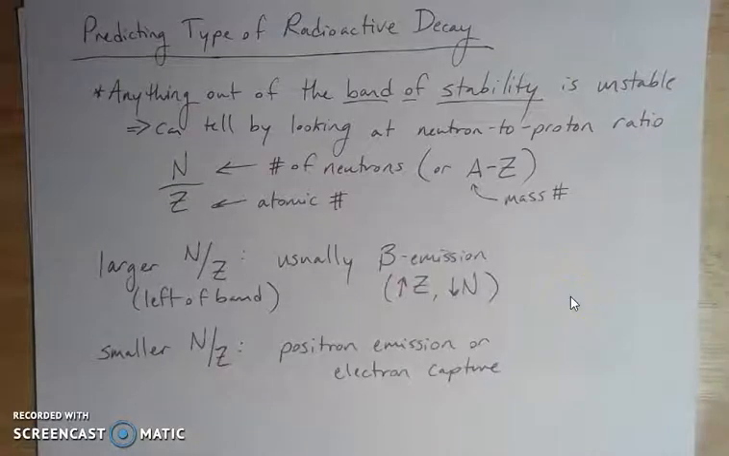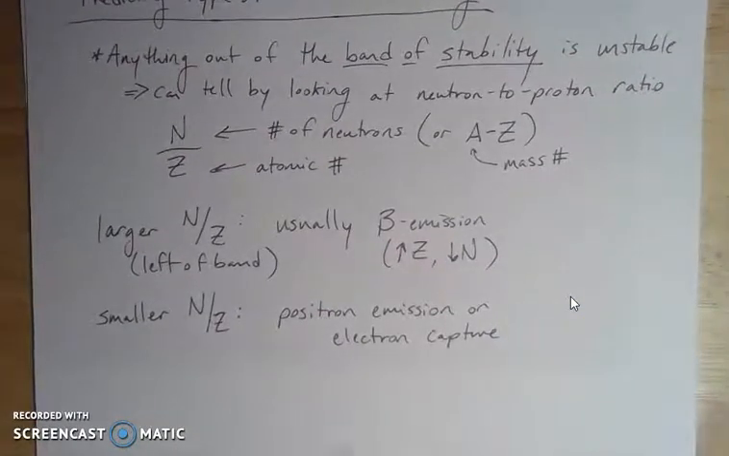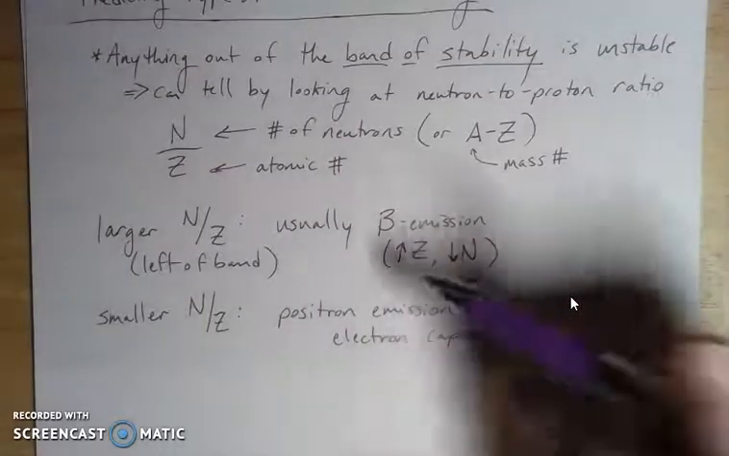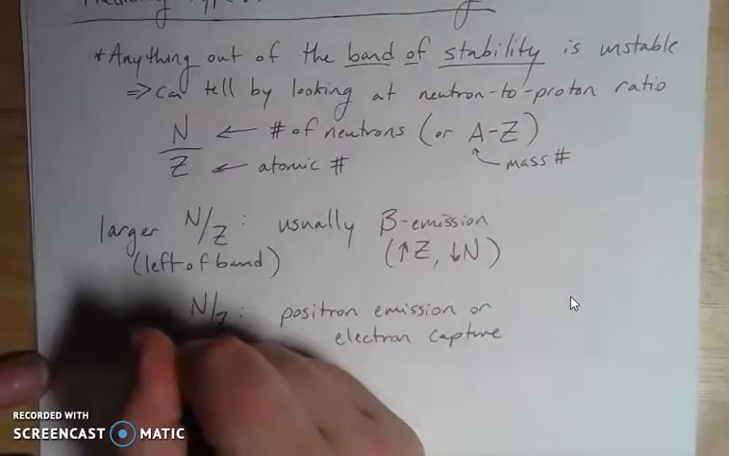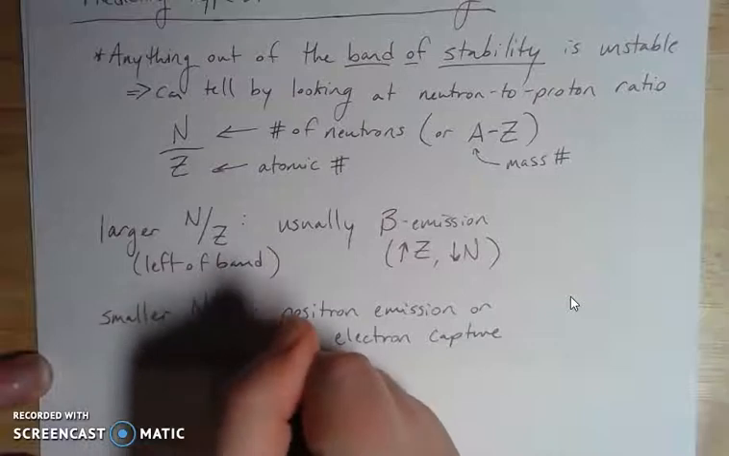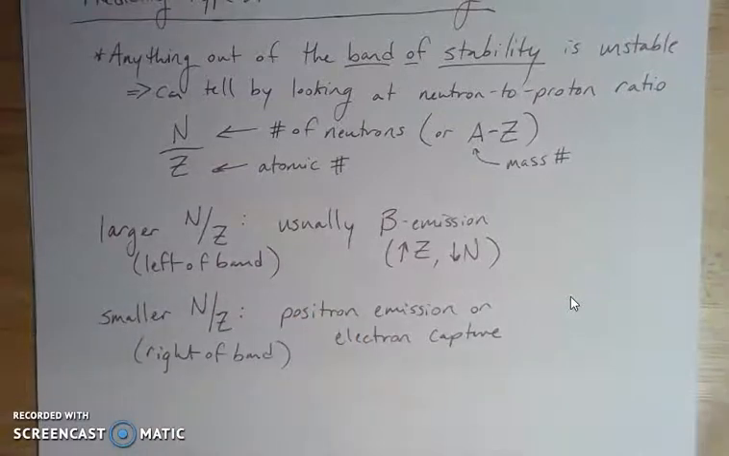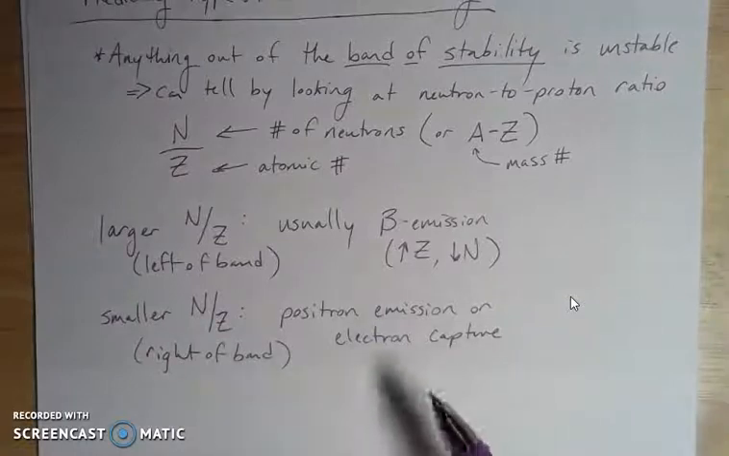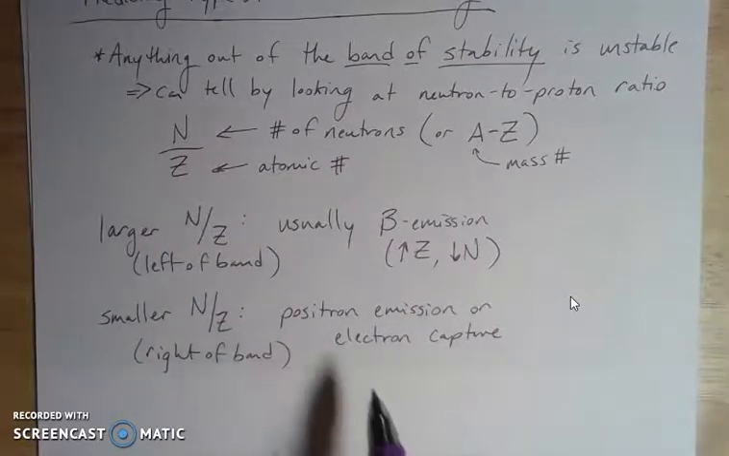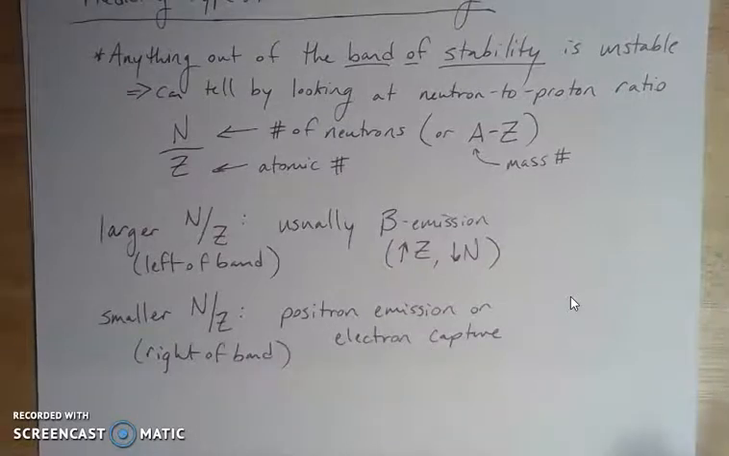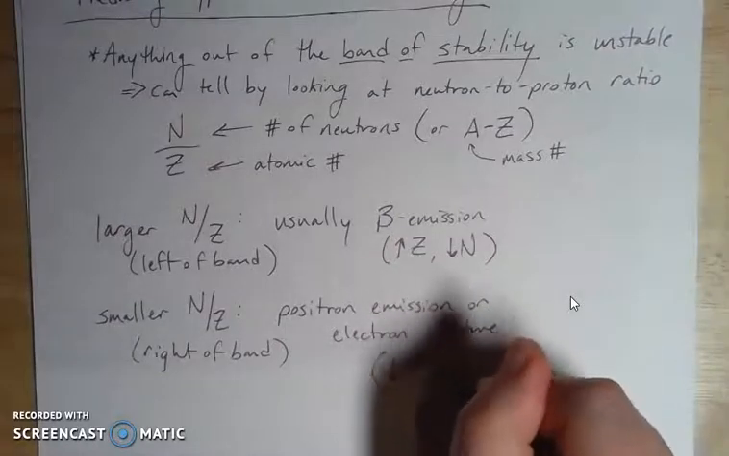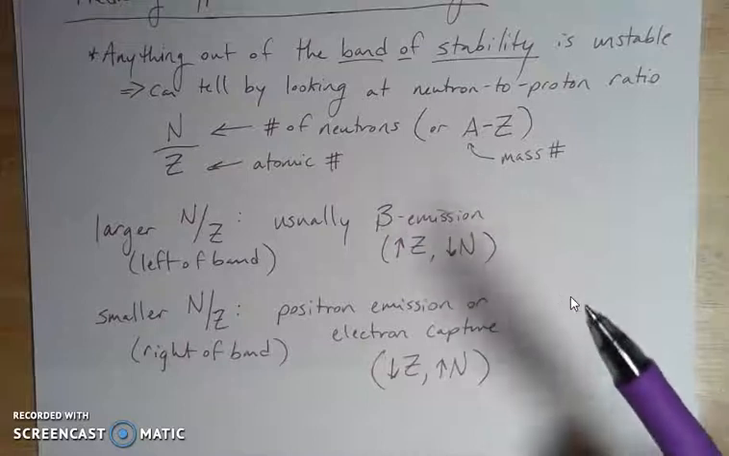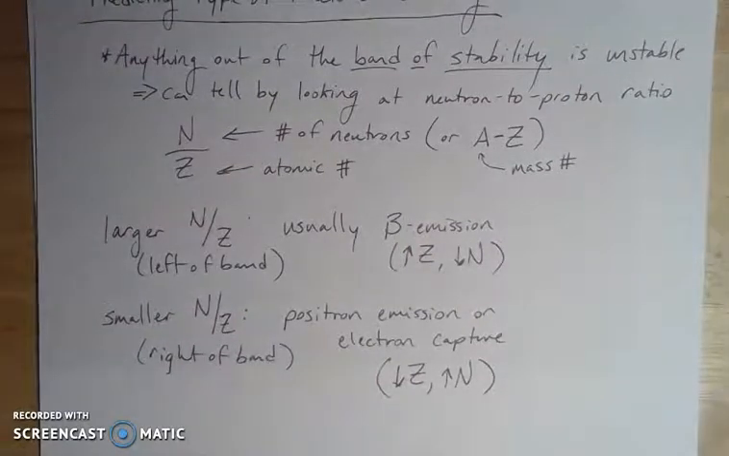Okay, so if we're capturing that, then a larger N to Z, left of the band, is usually beta emission because it increases the number of protons and decreases the neutrons. The smaller neutron to proton ratio is to the right of the band. And the nuclear decay that's going to happen in order to get you back into that band of stability is either positron emission or electron capture, which decreases the number of protons and increases the number of neutrons, which will push you back into the band, right? And that's the important bit, moving back into that region of stability.